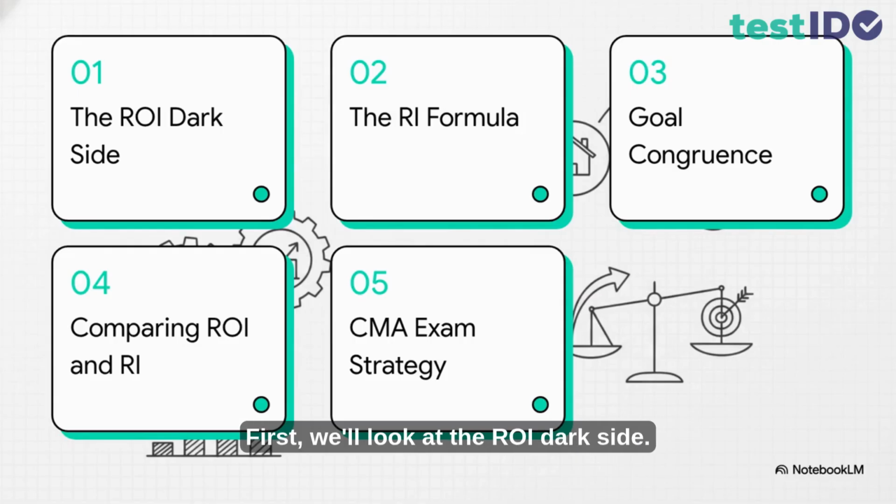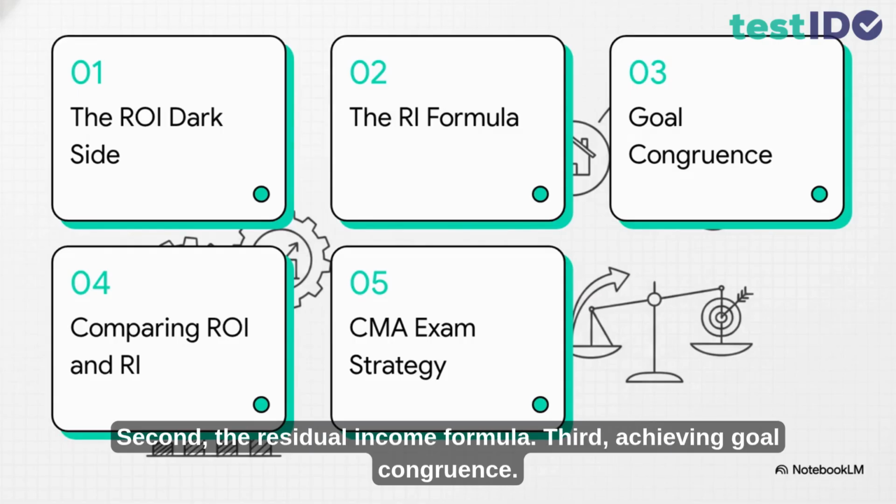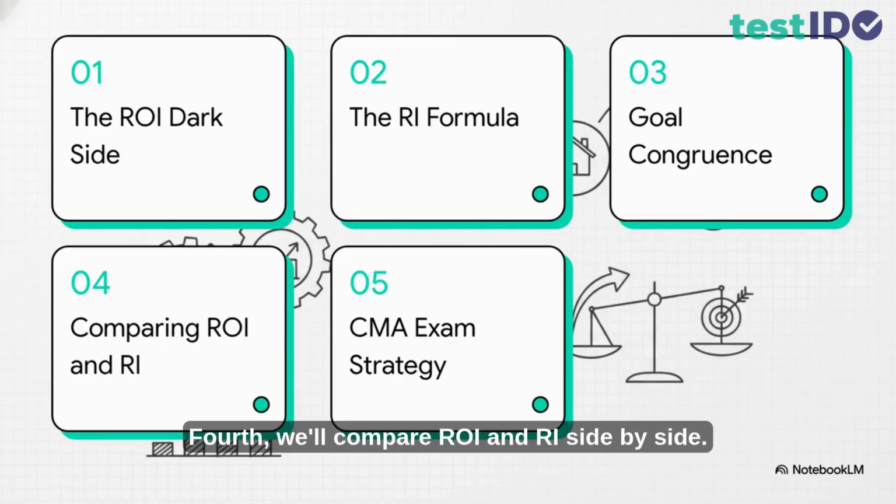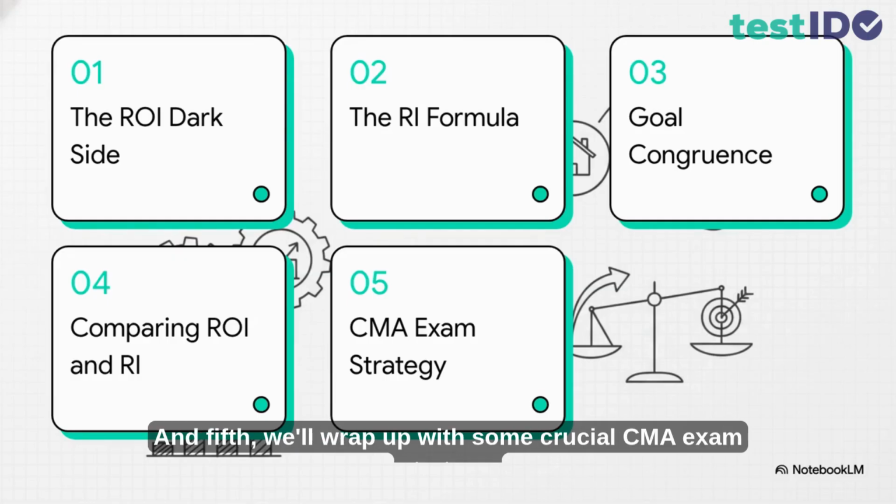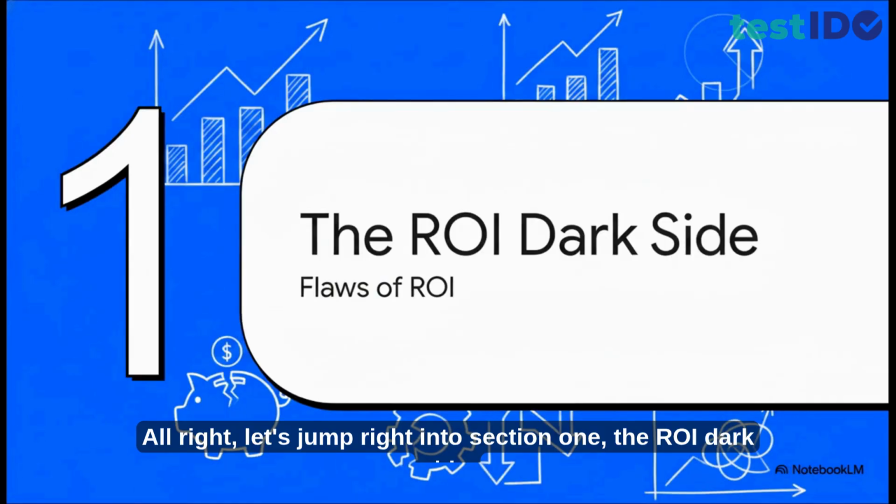First, we'll look at the ROI dark side. Second, the residual income formula. Third, achieving goal congruence. Fourth, we'll compare ROI and RI side by side. And fifth, we'll wrap up with some crucial CMA exam strategy. All right, let's jump right into Section 1, the ROI dark side.